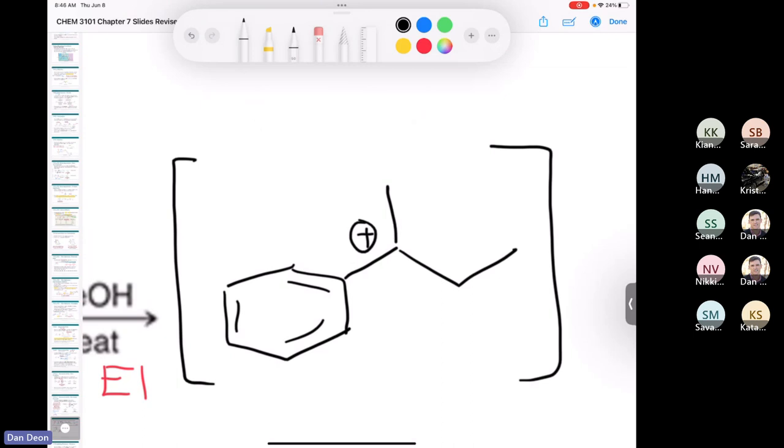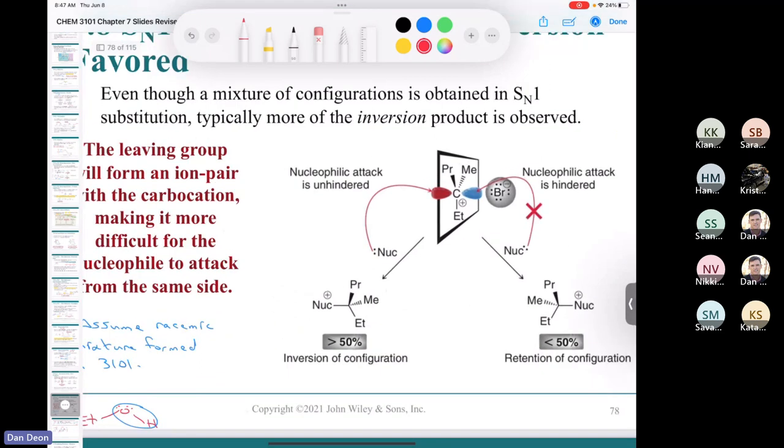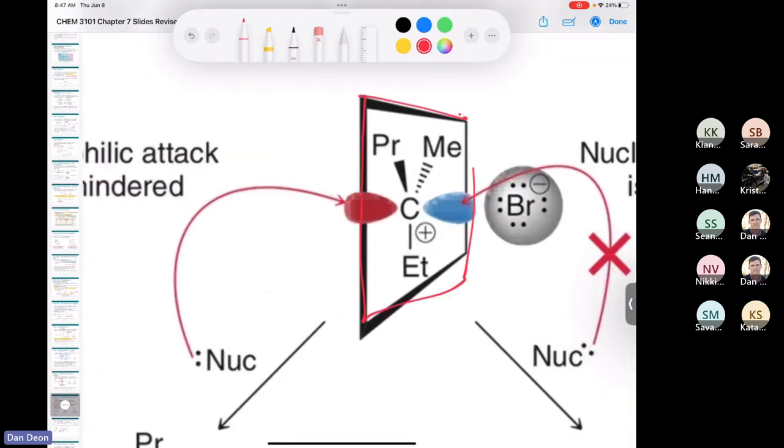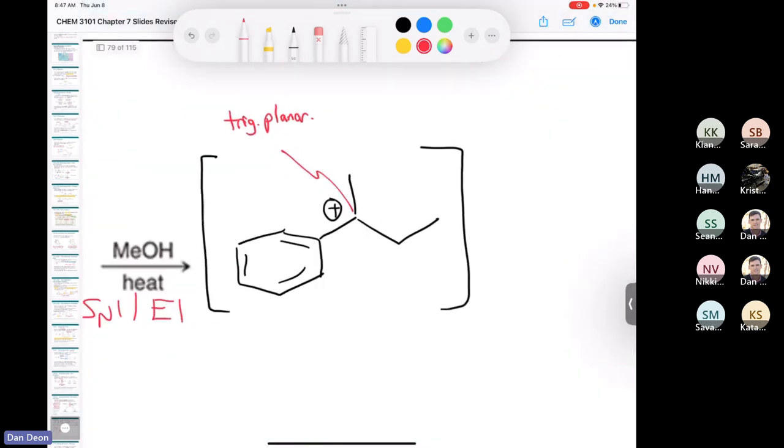There we go. Okay, we've got a carbocation. So this is our intermediate. What is the molecular geometry of that carbocation? What's the shape? It's not tetrahedral. A carbocation is always what molecular geometry? Always. Trigonal planar, right? A carbocation is always trigonal planar. If you go back here, that's what they were trying to show you: when you form a carbocation, it is trigonal planar. It's all in one plane, okay? So if we go back here, we have a trigonal planar carbocation.